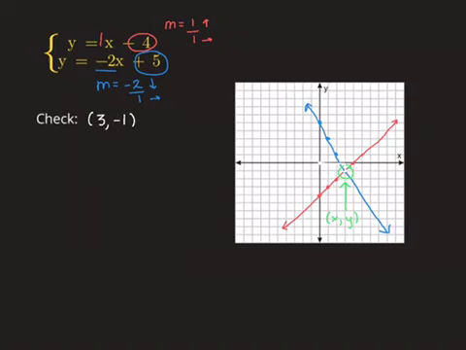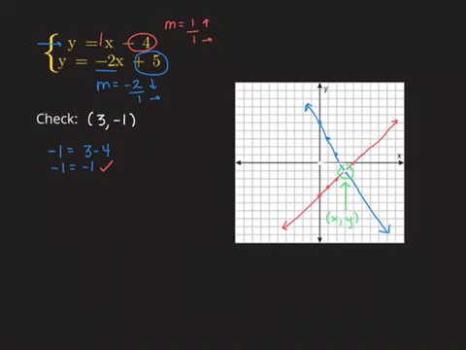So I want to make sure to check this. It has to work in both equations. So I'm going to replace, in the first equation here, y with -1, and I'm going to replace x with 3. So I want to know, is -1 equal to 3 minus 4? And it is. So it works in the first equation.